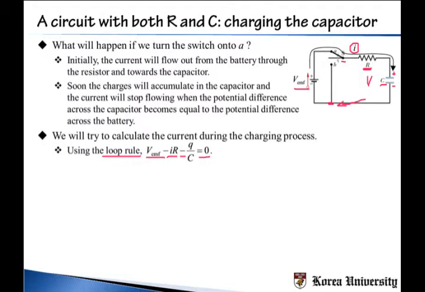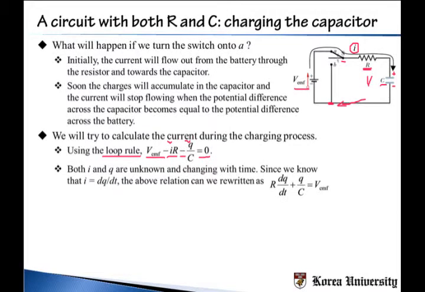Here what we have to realize is that this current and the charge are not independent from each other, but they are related. How are they related? They are related by this equation: current is the time derivative of the charge. So you can insert this into the equation and summarize it this way.